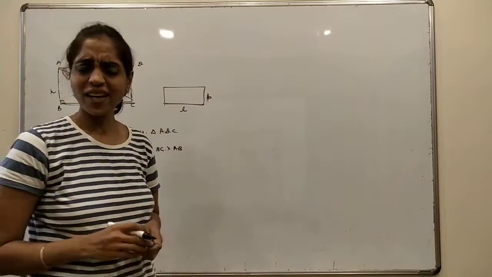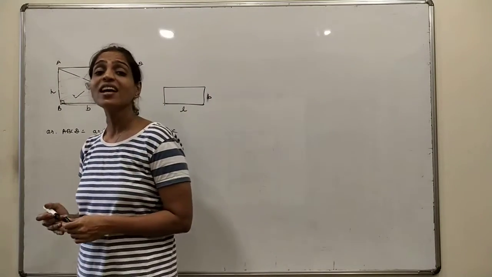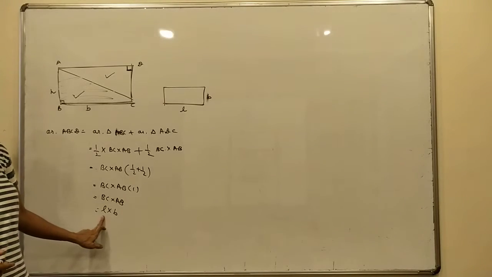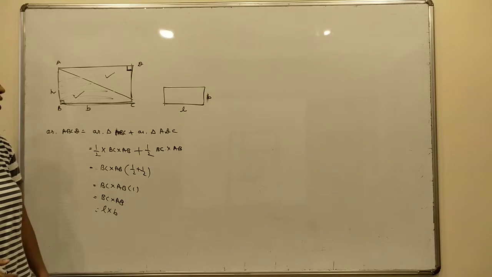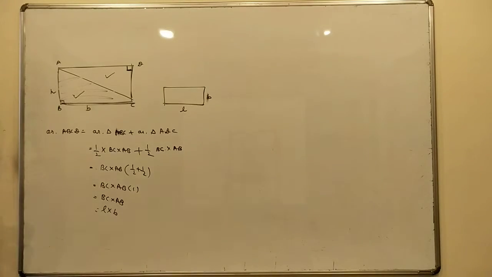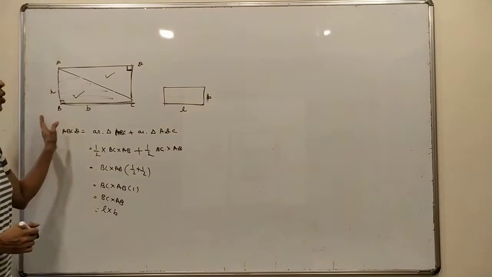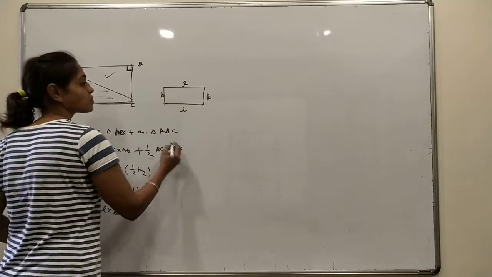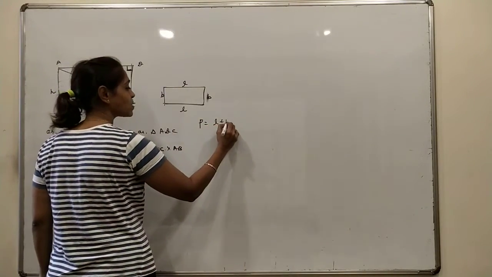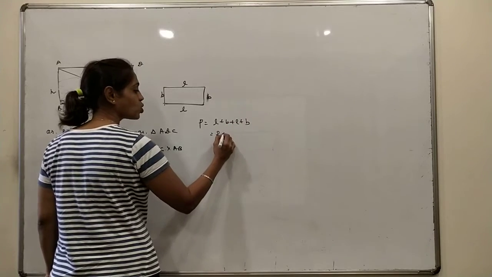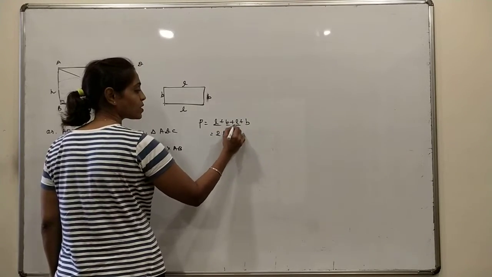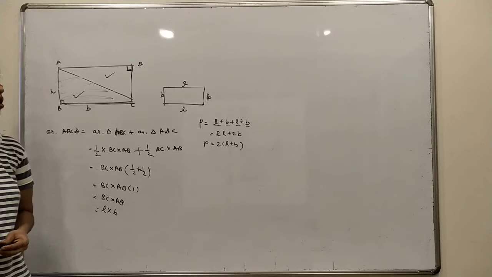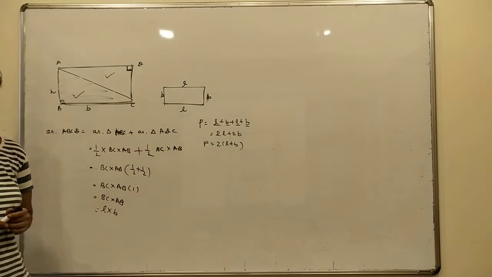Ma'am, we already learned this in third standard. What is the area of rectangle? Area of rectangle is length into breadth. Got it? Now what is the perimeter of rectangle? Length plus breadth plus length plus breadth. So we get 2L plus 2B. 2 common, L plus B. That is the perimeter of rectangle. 2 into L plus B is the perimeter of rectangle.